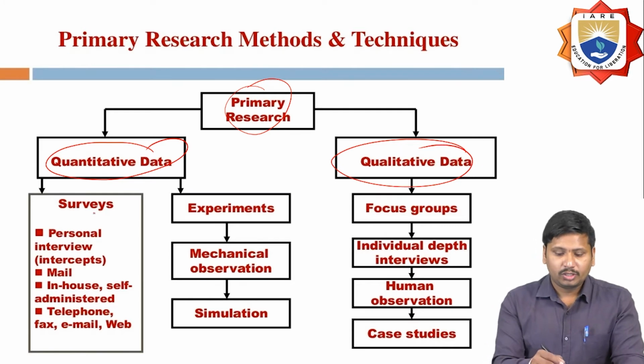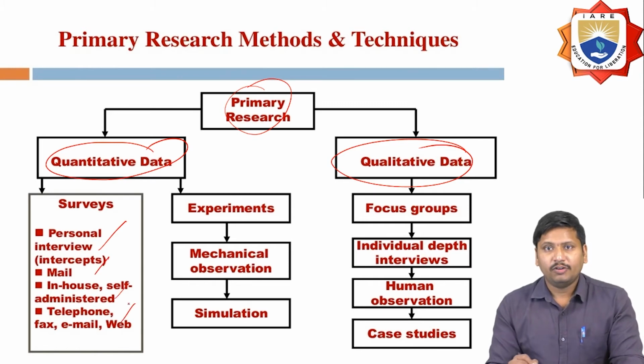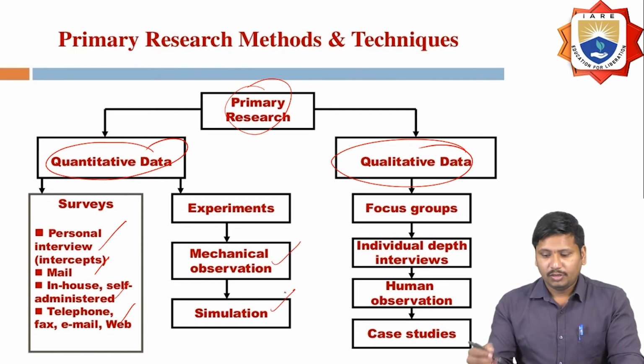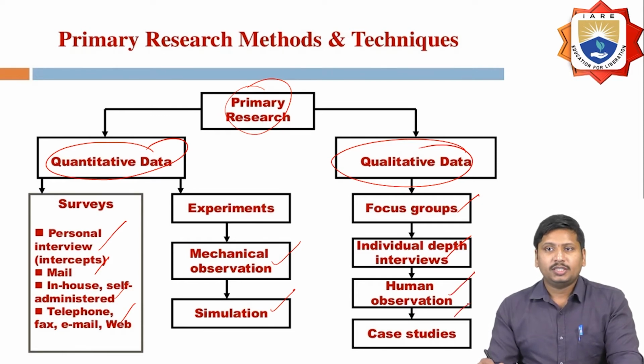Quantitative data should be collected through surveys like personal interviews, mail, in-house self-administration, telephone, email, web, and through experimentation, mechanical observation, and simulation. Qualitative data should be gathered through focus groups or individual in-depth interviews, then human observation and case studies. These are some of the ways we can extract quantitative and qualitative data.